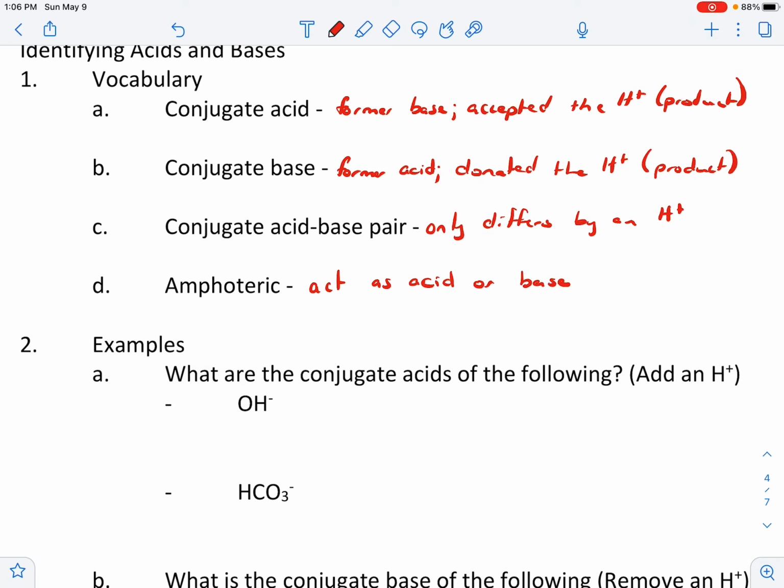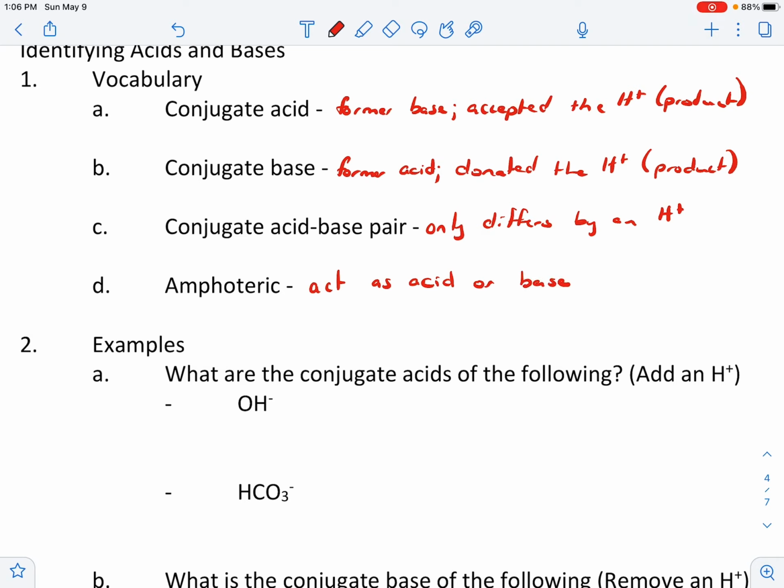So we're looking for conjugate acids. If we look at our definition up above, it's our former base. It's the one that accepted the H plus. So we're going to be adding an H plus to each of these. And we have to take note of the charge. Our charge is going to be very important.